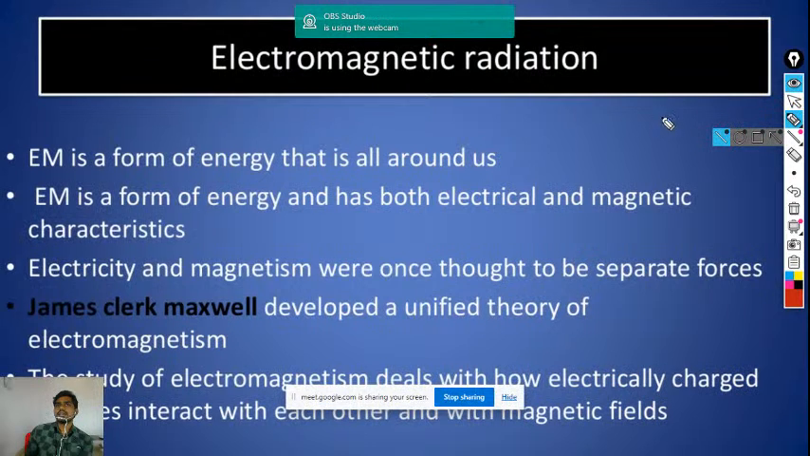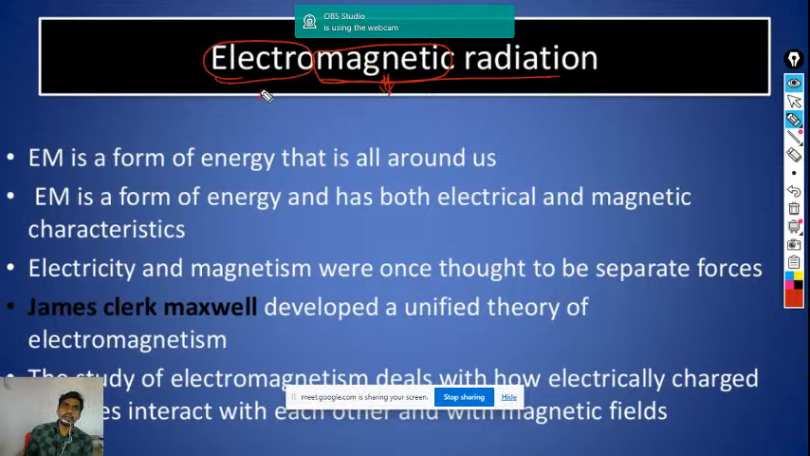So let's see details about the electromagnetic radiation. Magnetic means the material which is having magnetic property. Electro means it is having electric field. Radiation is a form of light or a form of energy. So the form of energy which is having electric field as well as the magnetic field can be considered as electromagnetic radiation. The name itself defines the complete information.